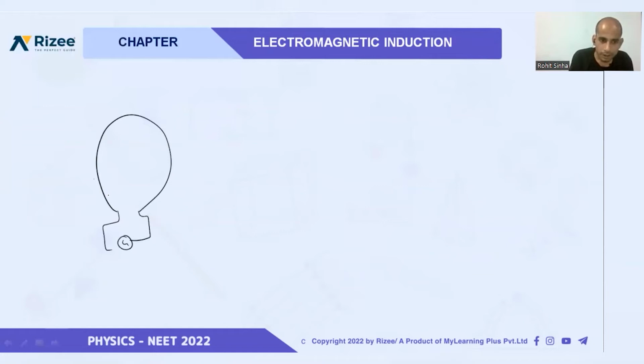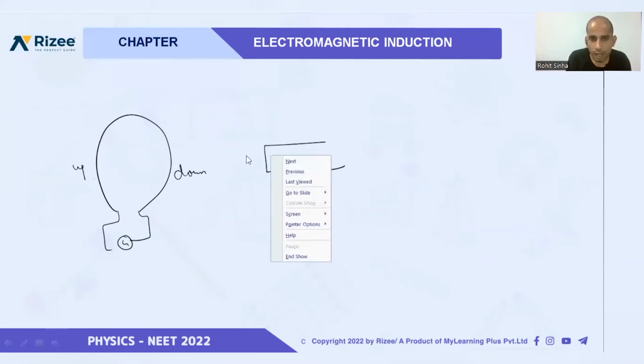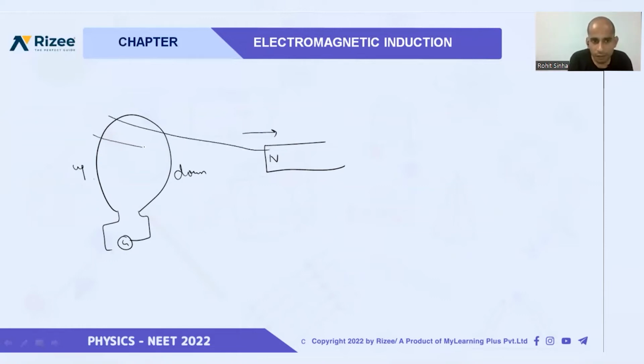Suppose it is up, it is down. And what we are doing is moving the north pole of this magnet backside. What will happen? Initially the magnetic field was linking like this. But we are bringing it back. We know that if we are bringing it back, the magnetic flux linking with this coil will decrease.